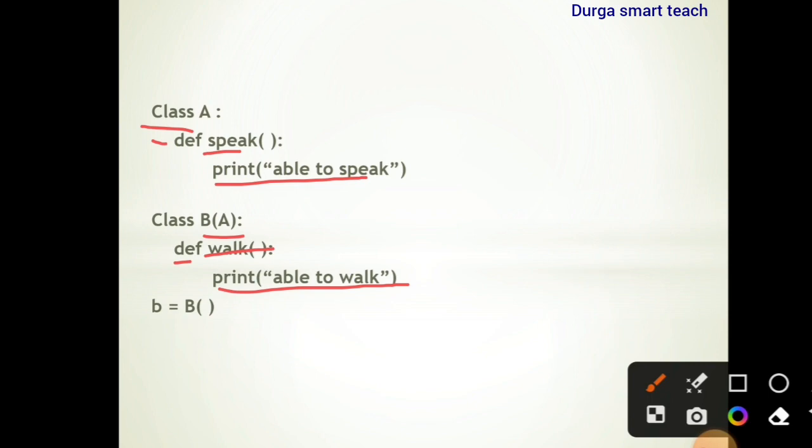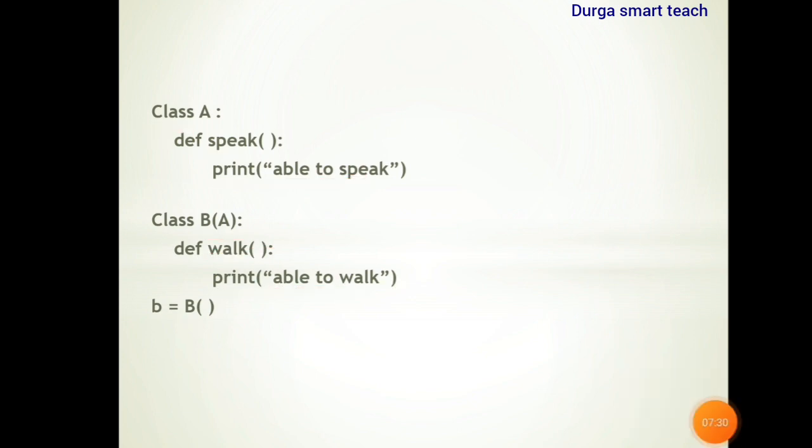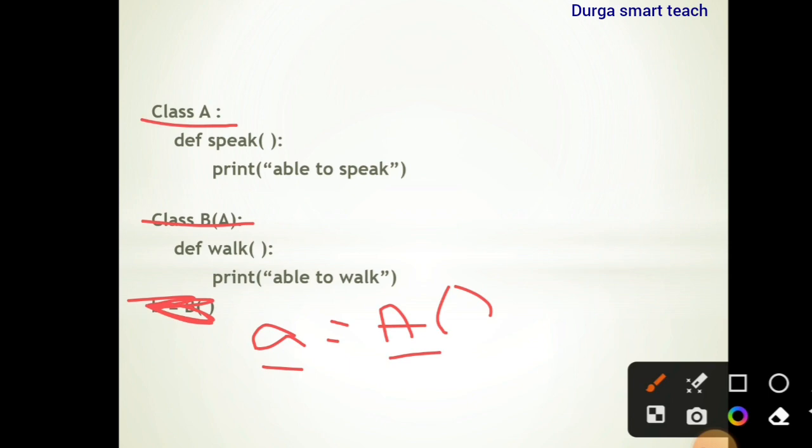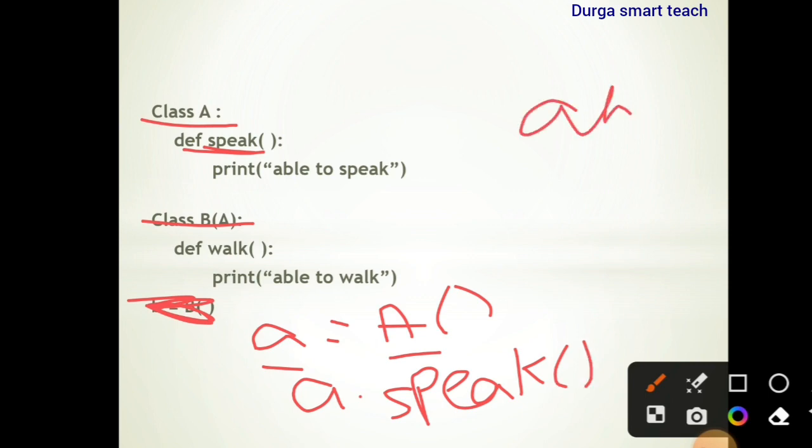Okay, so here two classes are there. One is class A and another one is class B. Suppose you create an object, how to create an object? Object name is equal to class name. So here the object name is a and the class name is capital A. So I am creating an object for class A. Now, if you want to call this function, you need to use object name dot speak. Now it will print able to speak.